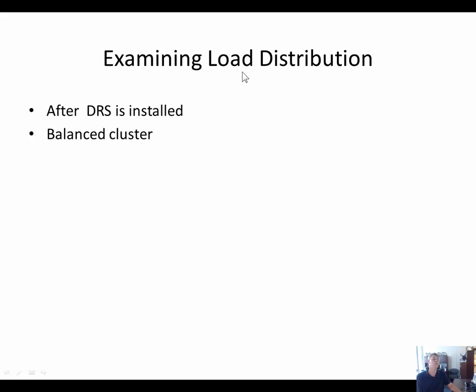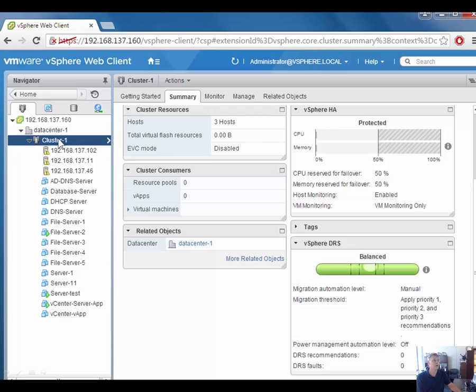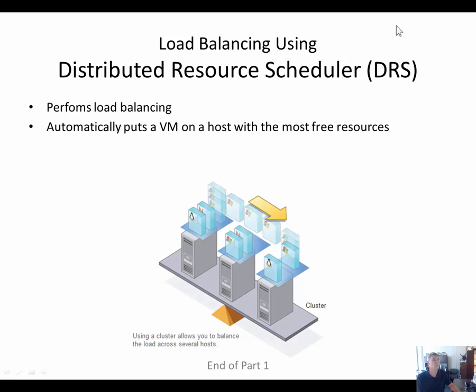Now, let's look at load distribution after DRS is installed, and this is an example of a balanced cluster. If we go to our cluster for summary information and we look at the DRS status, we can see that this is a nearly perfectly balanced cluster. So we can see that DRS, the Distributed Resource Scheduler, performs load balancing. It automatically moves virtual machines from more busy ESXi hosts to less busy ESXi hosts. And this concludes our introduction to DRS.